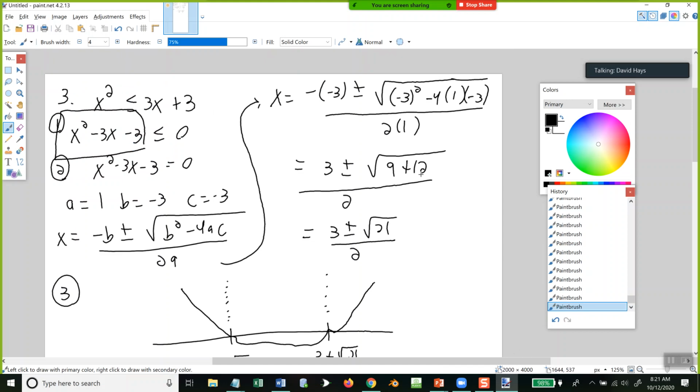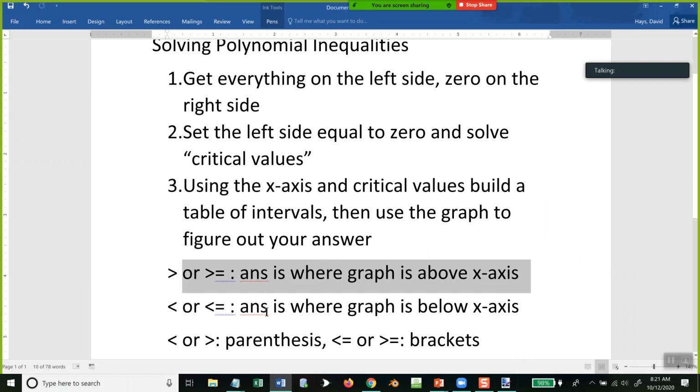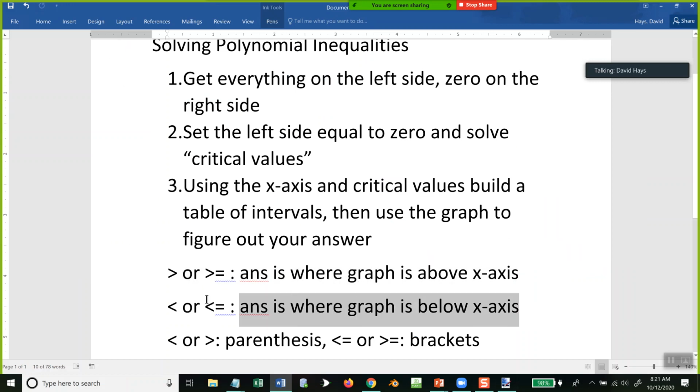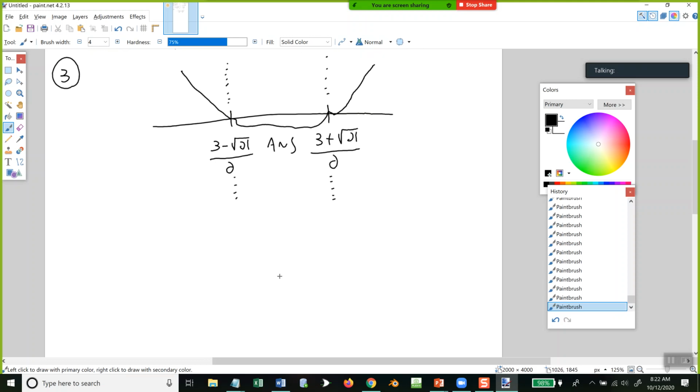This problem was a less than or equal to. Less than or equal to, your answer is the graph is below the x-axis. Below right here. So our answer, 3 minus square root of 21 over 2 to 3 plus square root of 21 over 2.